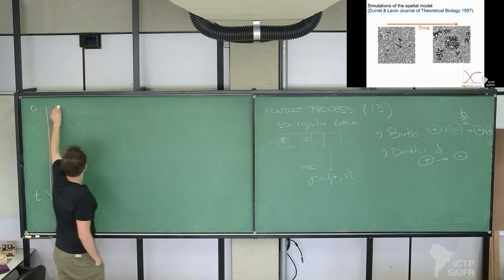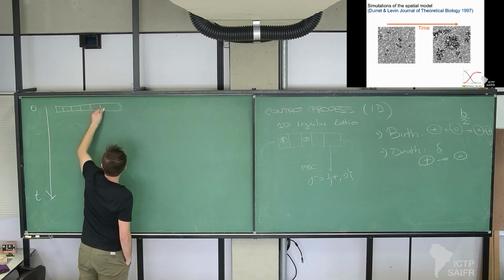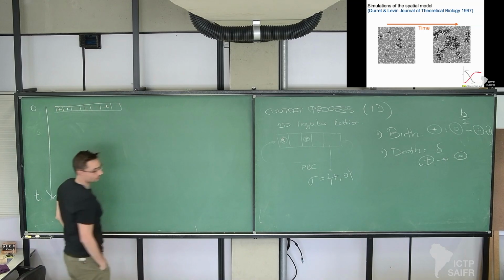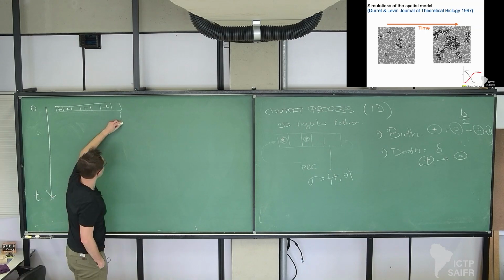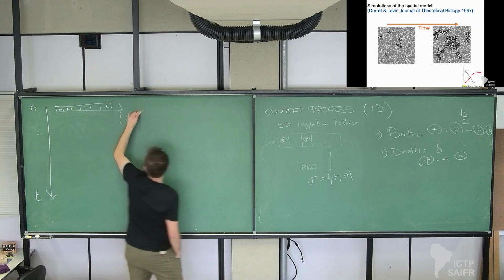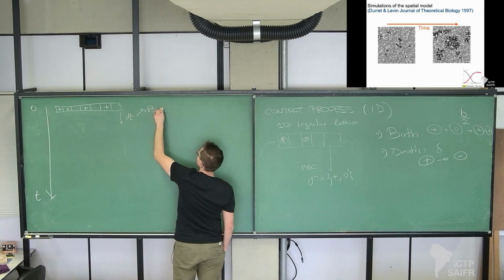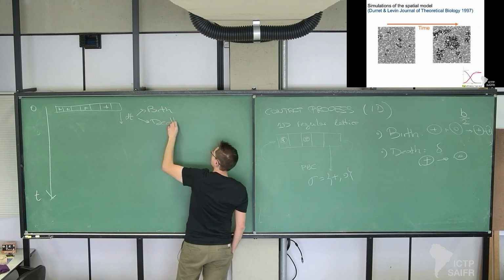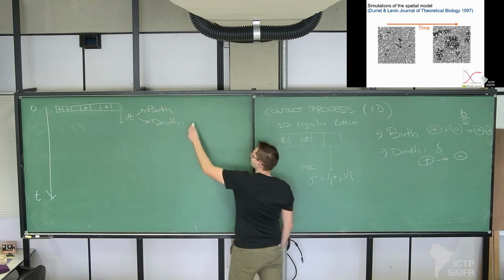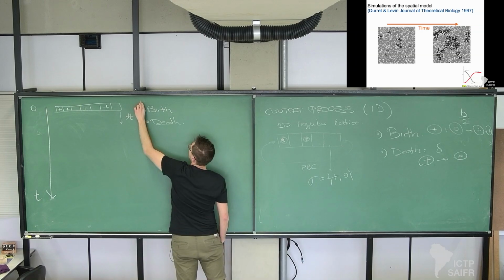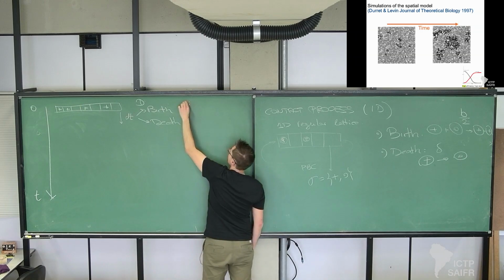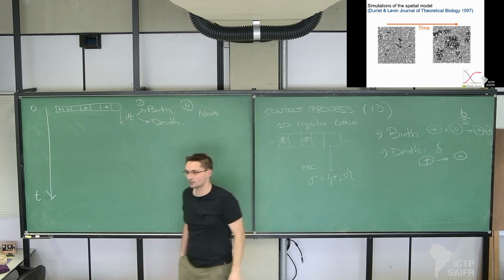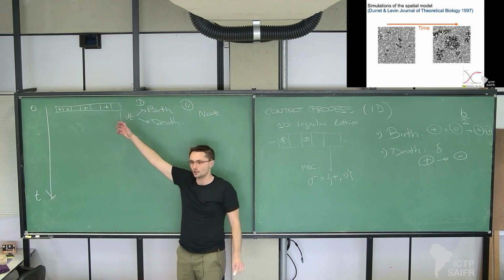I define, let's say, an initial configuration of my lattice. And then in every time step, I need to choose if I have birth or if I have death. Let's say this is step 1. And then in the second step, I need to choose the node at which this event is going to happen.